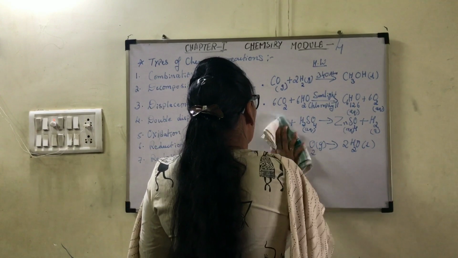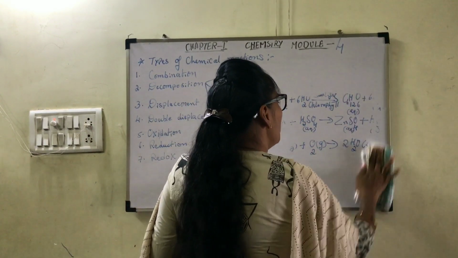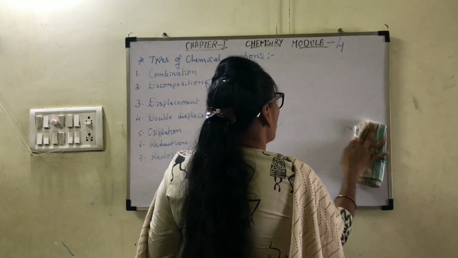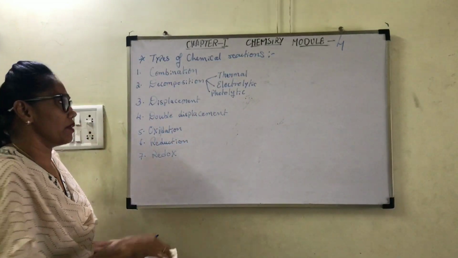Congratulations. Now let's go with the next module, module 4. Today's module, as per the mind map, we have to learn the types of chemical reactions. There are 7 major types of chemical reactions.